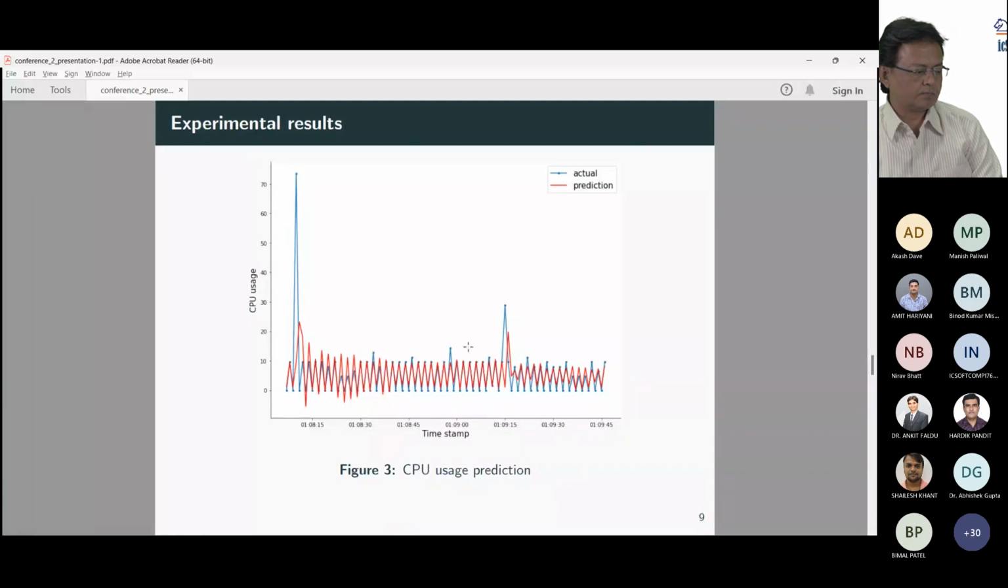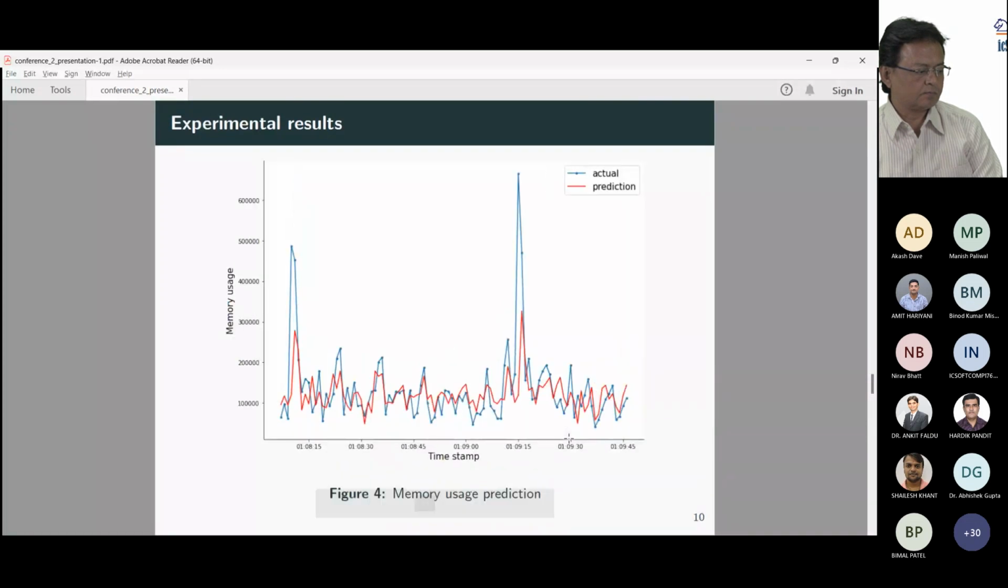Here we can see that the model is able to accurately predict the CPU utilization for the given time series. And the next one is memory usage. Here also we can see that the blue line is actual memory usage, and the red line is predicted memory usage value. Here we can see that the trend for the memory usage is followed.